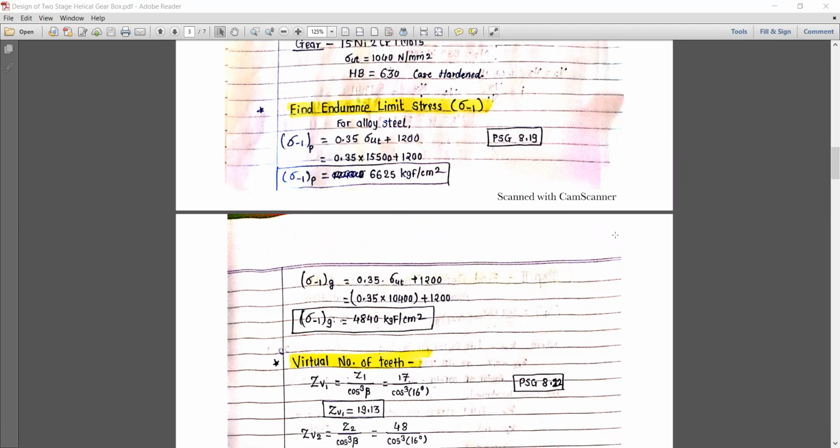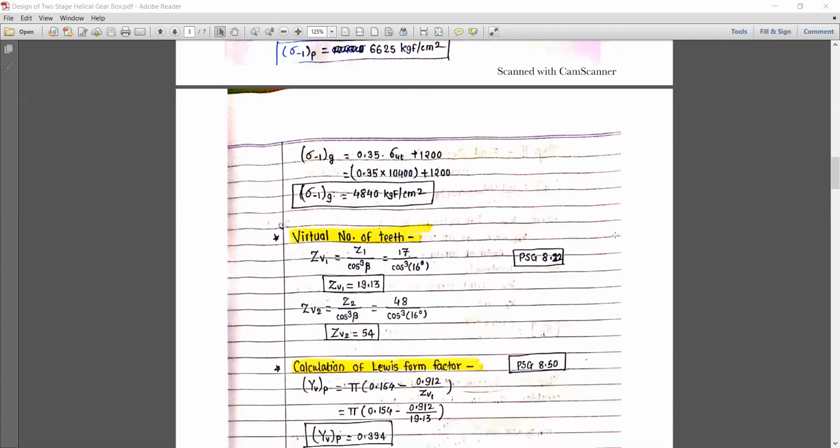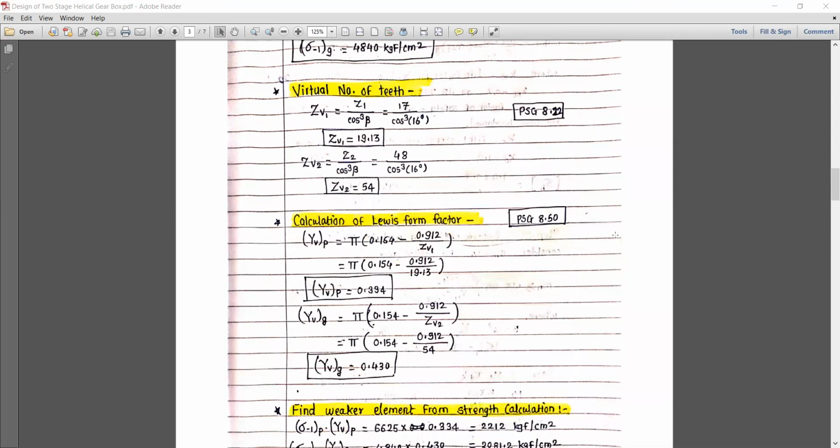Using the same equation, we can find the endurance limit for the gear. We only have to change the value of sigma ut. By changing the value of sigma ut, we found that the endurance limit for the gear is 4840 kg per cm square.